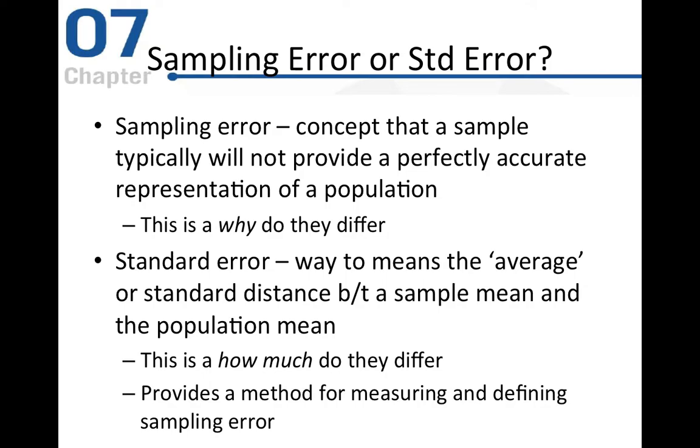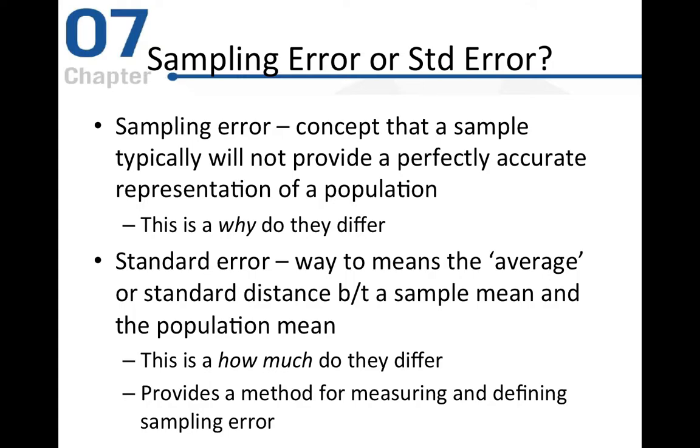So again, sampling error. It's a concept that a sample typically will not provide a perfectly accurate representation of a population. Why do they differ? Why does the sample differ from the population? This is what we talked about earlier in one of the first slides. Whenever we pull from a sample, there's going to be people who are missed. Everybody has individual characteristics. Samples are unique. You're going to have variability. And so for all these reasons, there's going to be an element of sampling error.